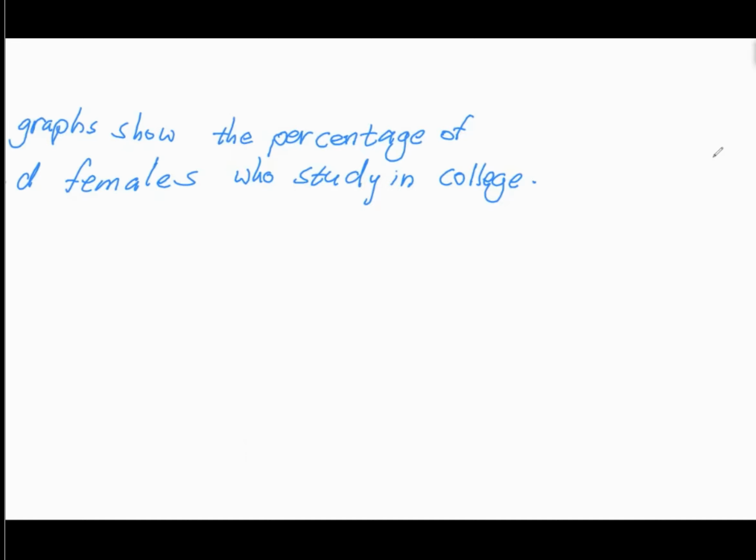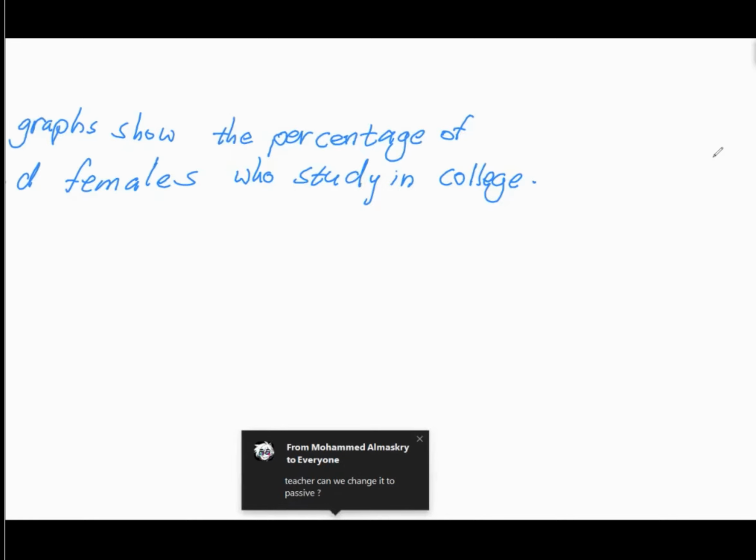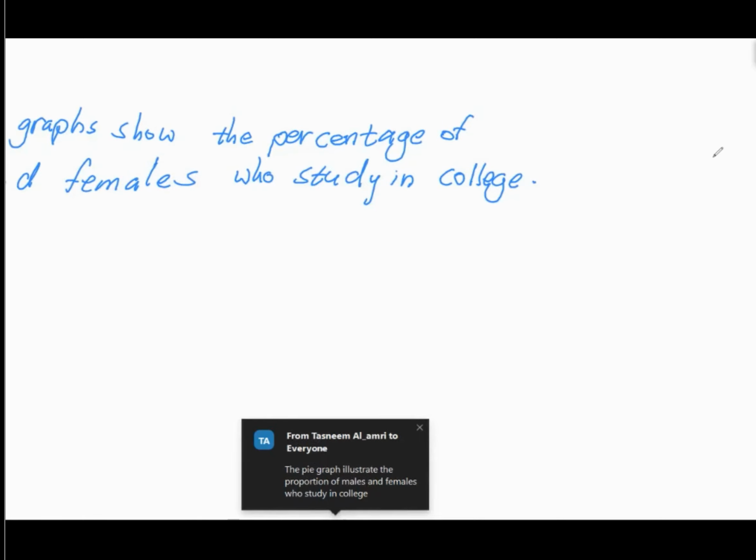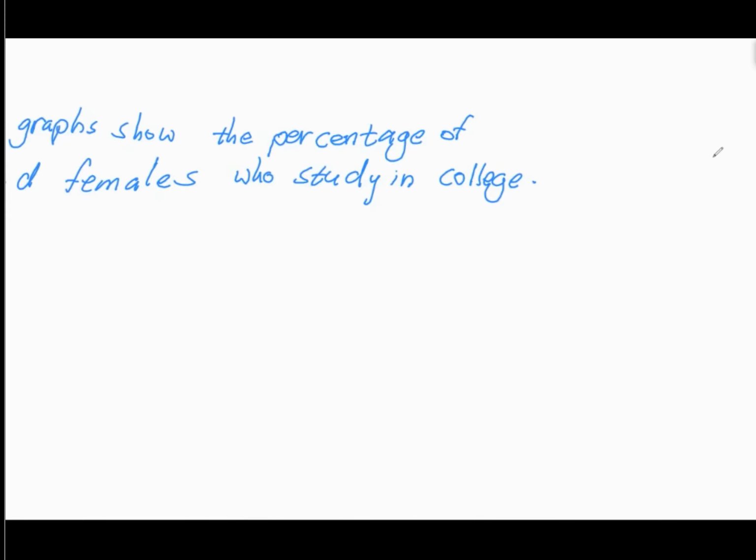Benar, the pie graph gives information about the rate of two different types of people, men and women who study in college. Great. That's great, Benar. Nasser, the percentage of males and females who study in college is illustrated by the pie charts. Excellent, Nasser. Here, Nasser changed the sentence from active to passive, and he used also synonyms. That is great, Nasser. Thank you.